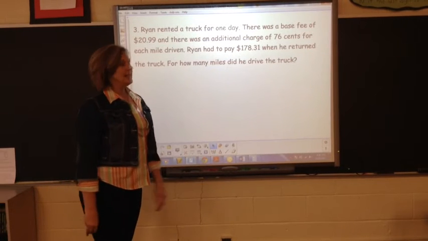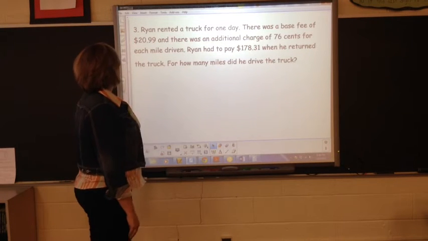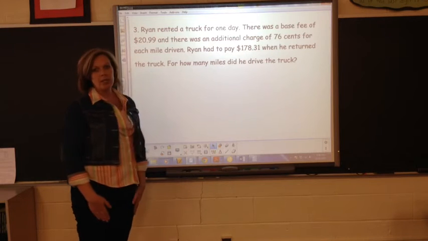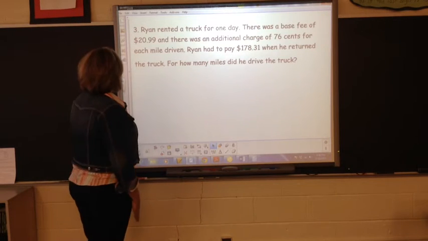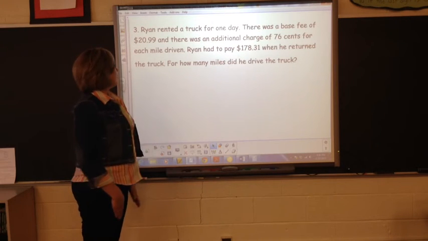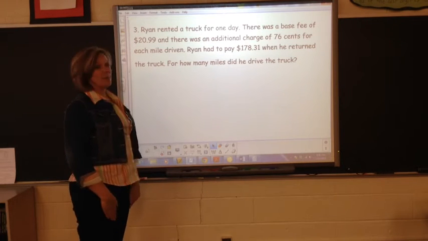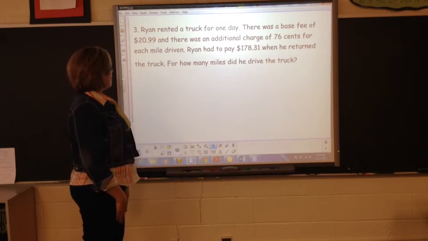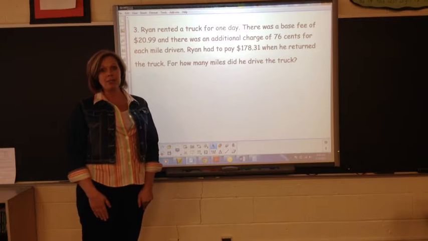All right, our last example. Ryan rented a truck for 1 day. There was a base fee of $20.99, and there was an additional charge of 76 cents for each mile driven. Ryan had to pay $178.31 when he returned the truck. For how many miles did he drive the truck?